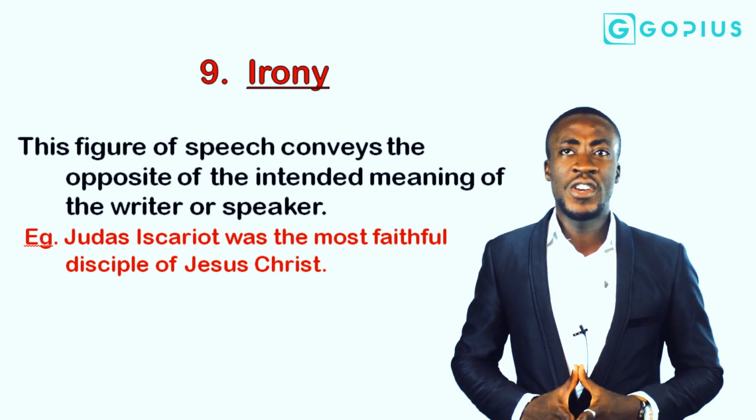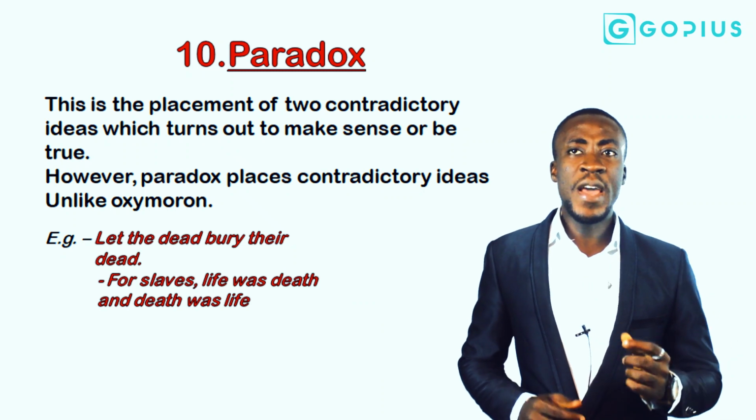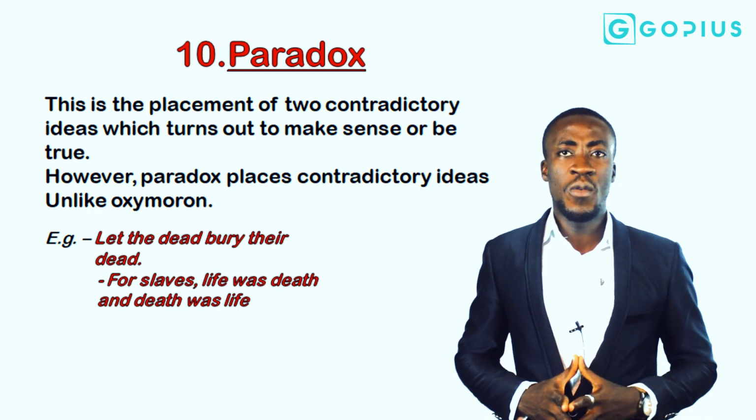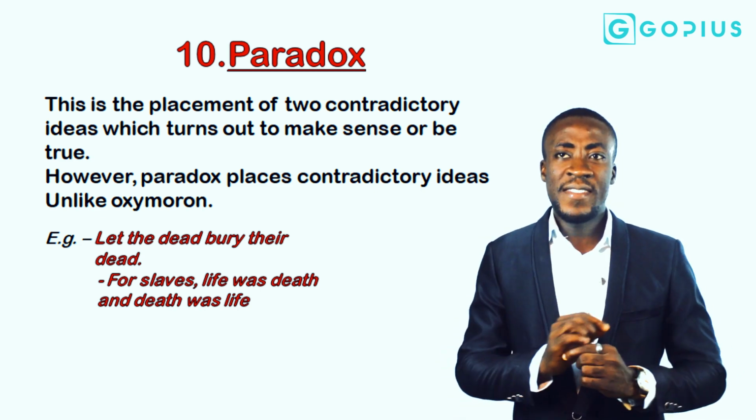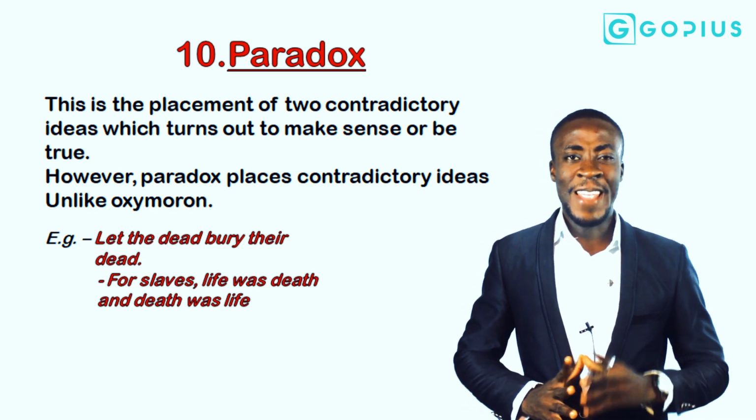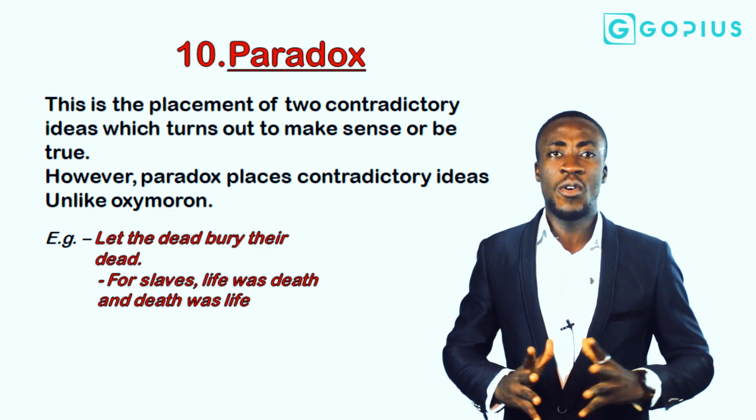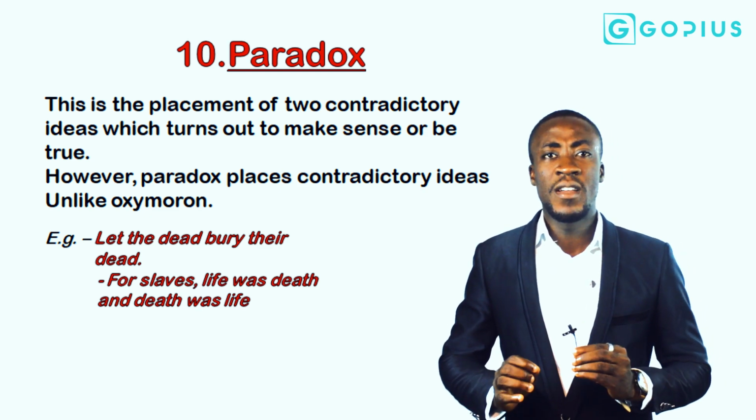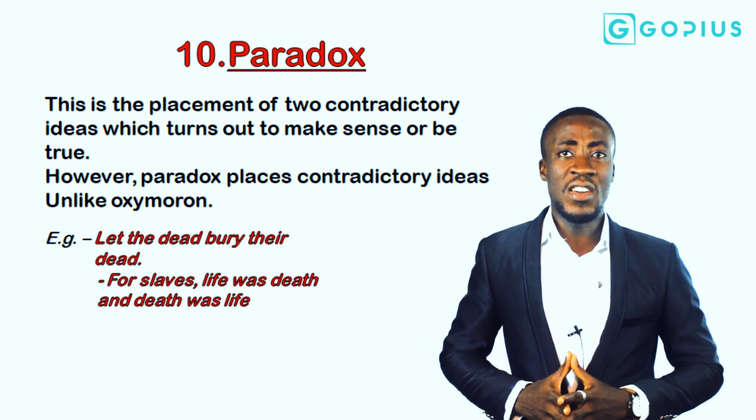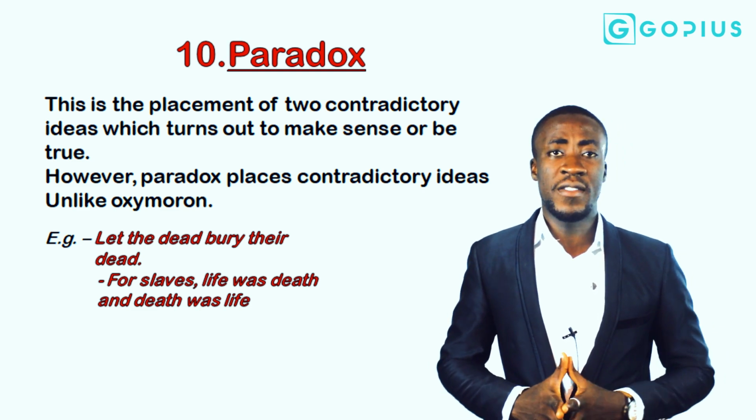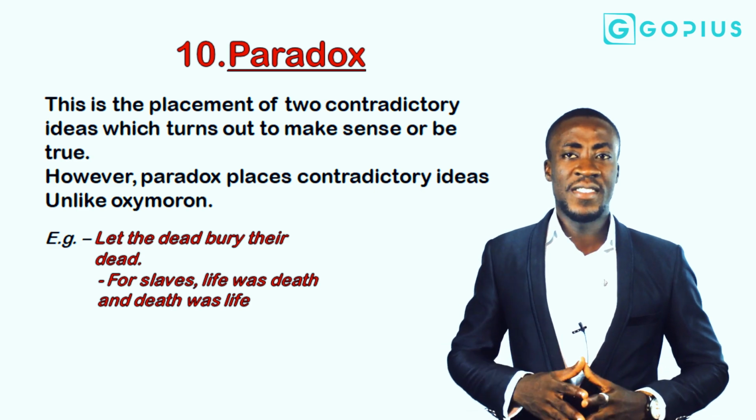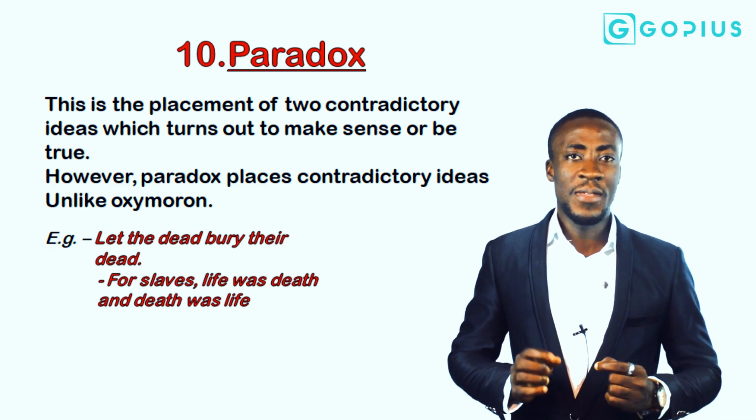The next figure of speech is paradox. Paradox is the placement of two contradictory ideas which turns out to make sense or be true. However, paradox places contradictory ideas unlike oxymoron. Now, when a statement contains an oxymoron, you will notice that the words that are used are contradictory. But in paradox, what we may likely see is ideas and not necessarily words. Let the dead bury their dead. For slaves, life was death, and death was life.